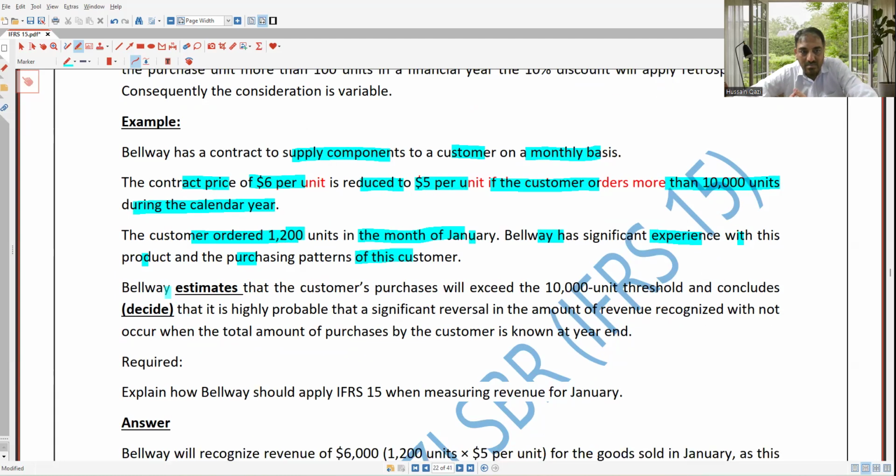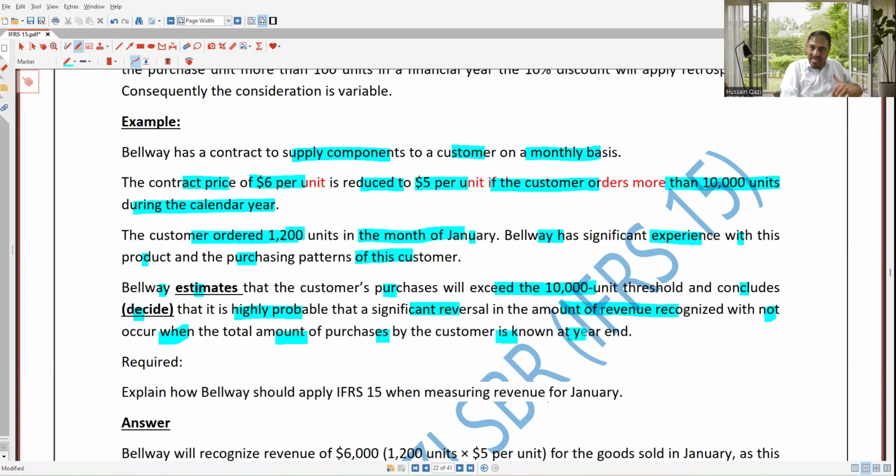So with respect to that, Bellway estimates that the customer will purchase more than 10,000 units and concludes that it is highly probable that a significant reversal of the amount recognized will not occur when the total amount purchased by the customer is known at year end. So first at contract date, if Bellway is confident that it's highly probable that the units ordered are more than 10,000, then it has to record the revenue based on the price of $5.